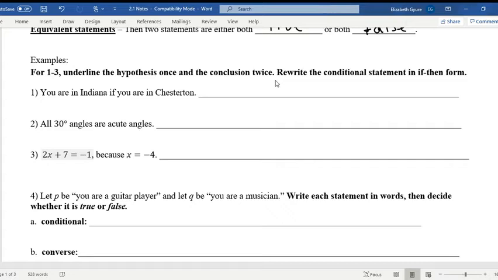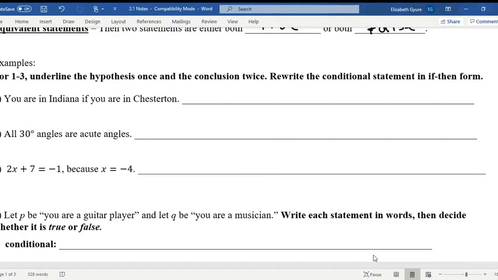So you are in Indiana if you are in Chesterton. Now, when we're writing a conditional statement, you typically want to write a statement that is true if it's possible to do. Think about if you turned this into if-then form and you said, if you are in Indiana, then you are in Chesterton. Well, not necessarily, right? And take a look at the phrasing here. It actually says, if you are in Chesterton at the second half here. So that's actually going to be the start of our new sentence.